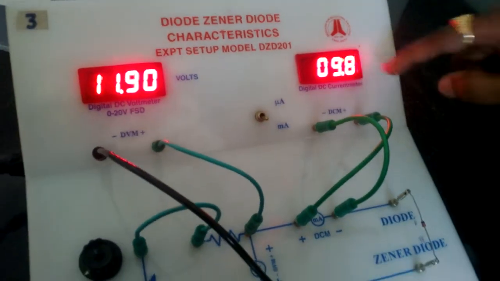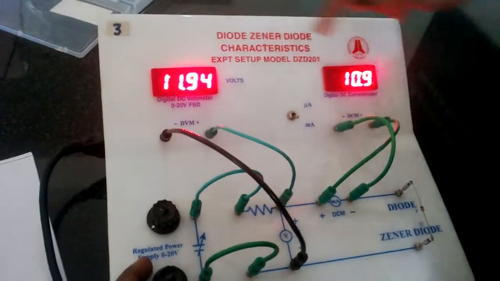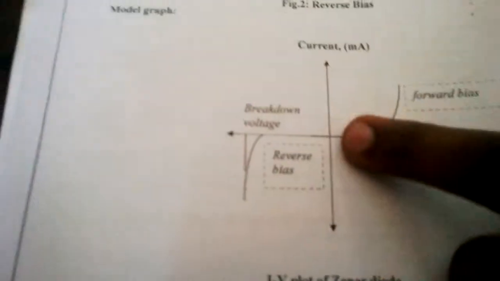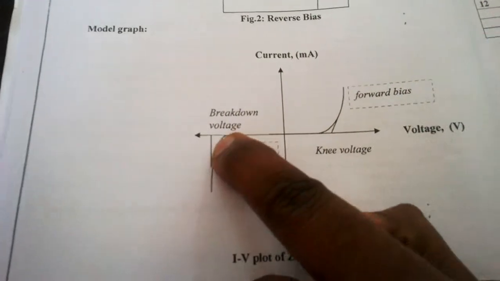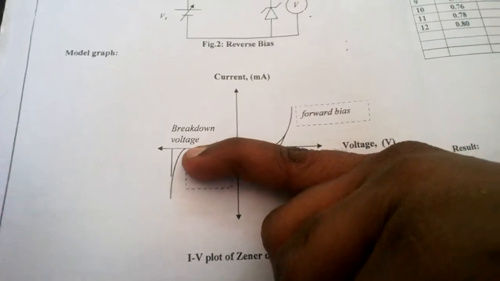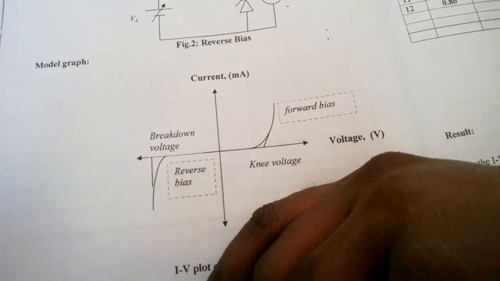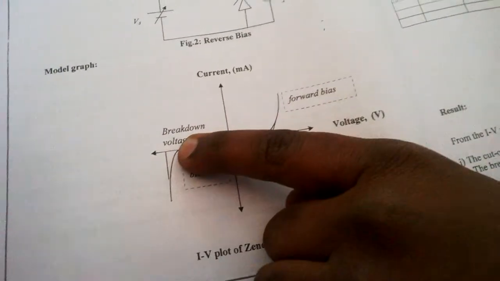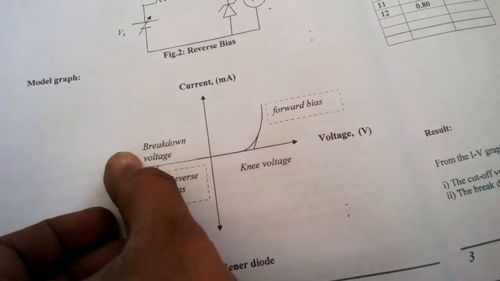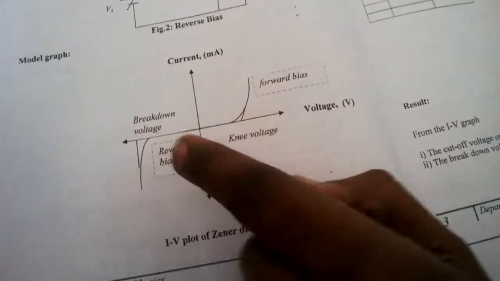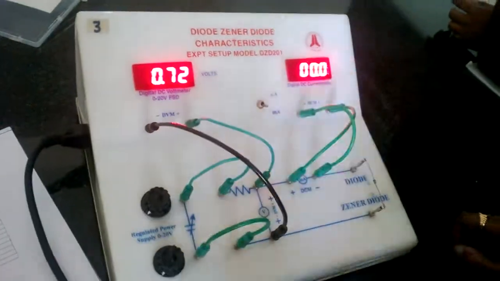right? That can be observed if you plot a graph between voltage and current from the tabular column. Initially we won't get any current till 11 volts. Once it reaches a certain voltage, the current increases exponentially. If we draw a line to that curve, it meets the voltage axis at a certain voltage. That voltage we call the breakdown voltage, or you can call it the Zener voltage. Based on this property, the Zener diode is used as a voltage regulator.